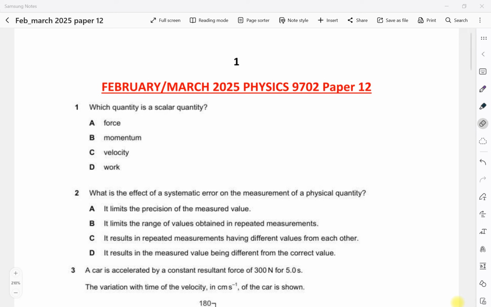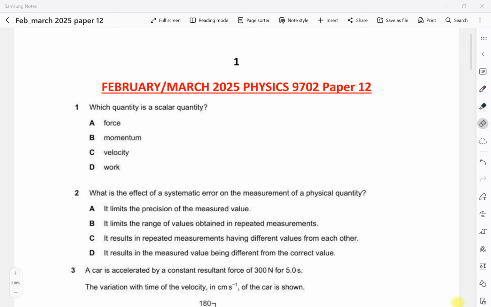Hello guys, my name is IBM and I'm recording February and March 2025 physics papers. I have already recorded these papers but I got a strike, so I have to find different ways of re-recording this paper.